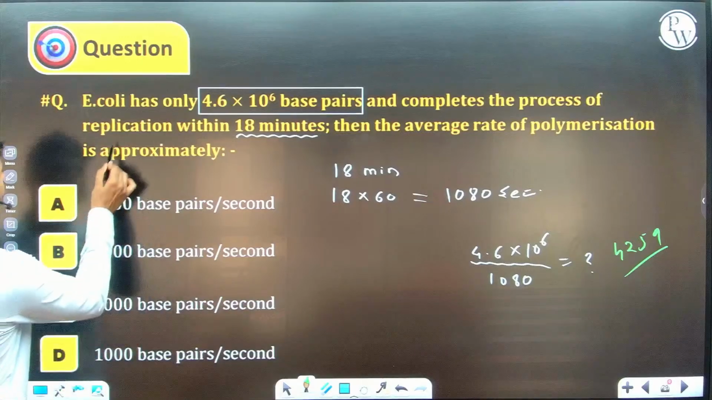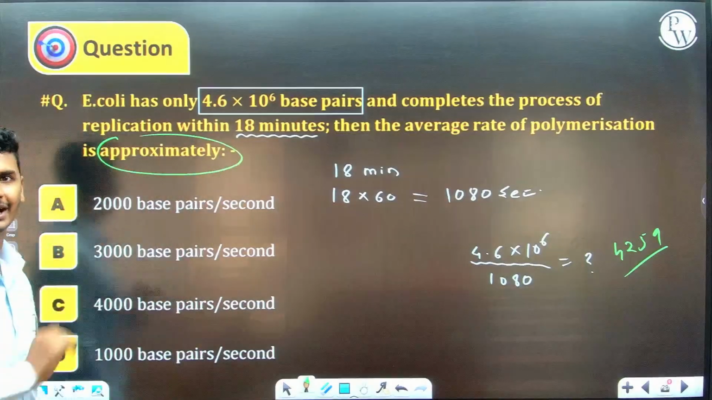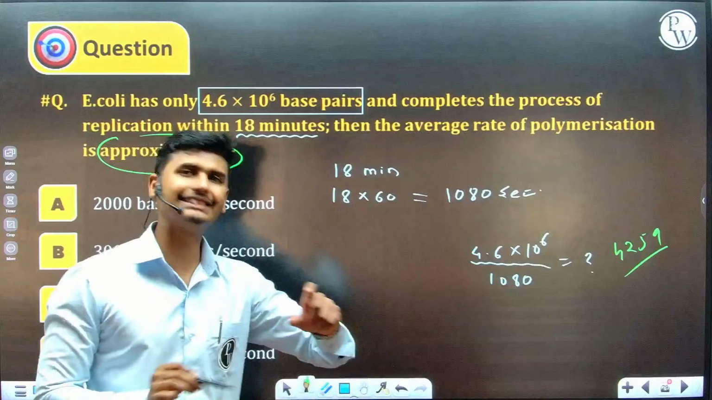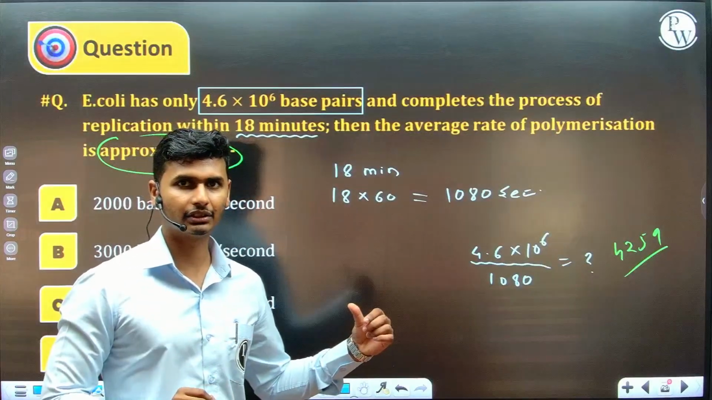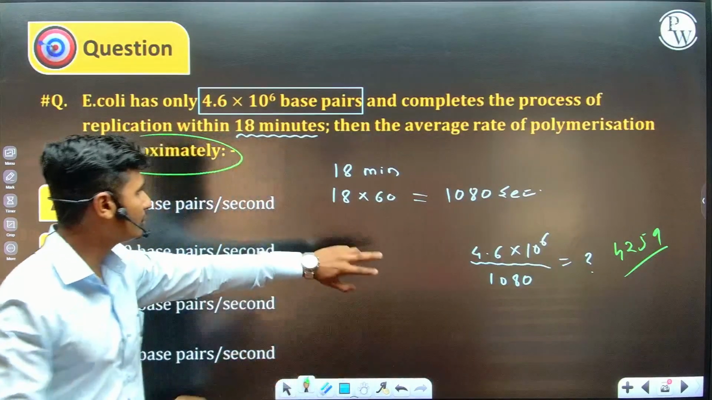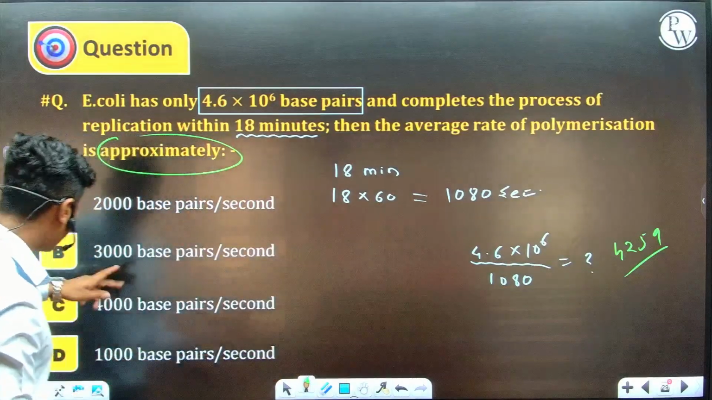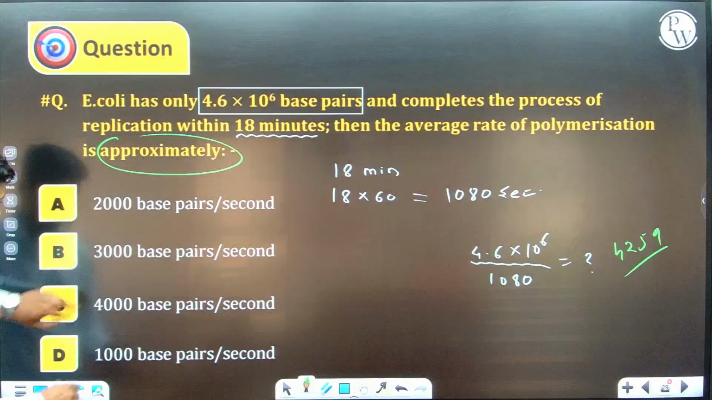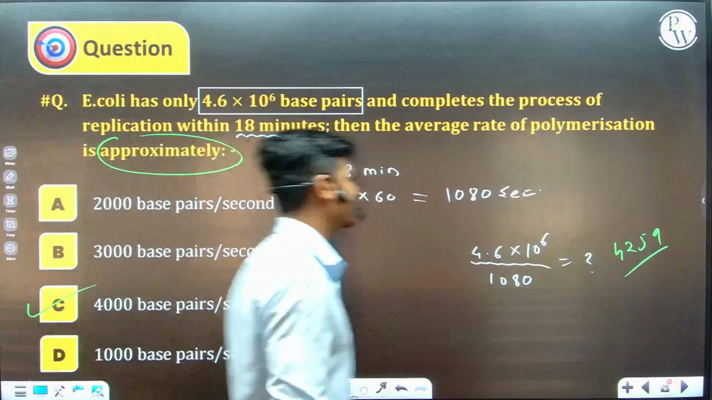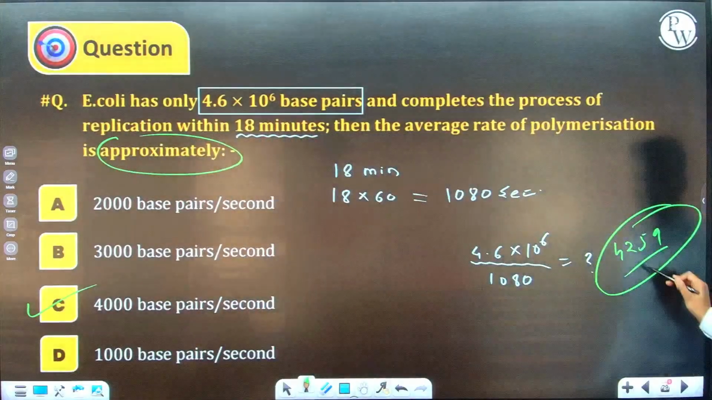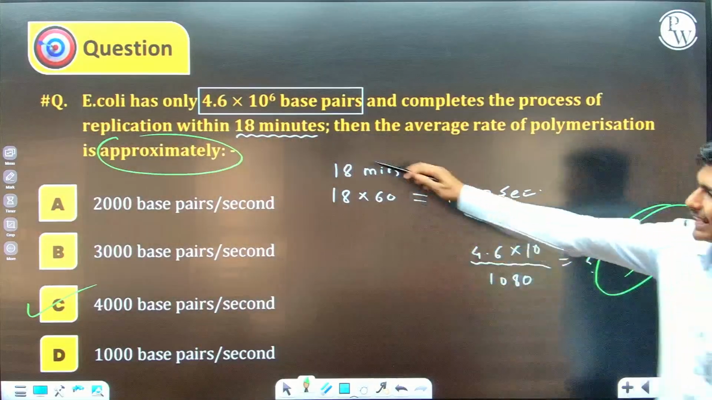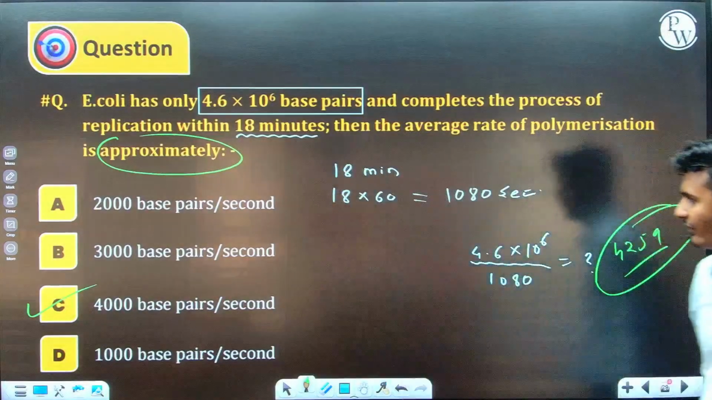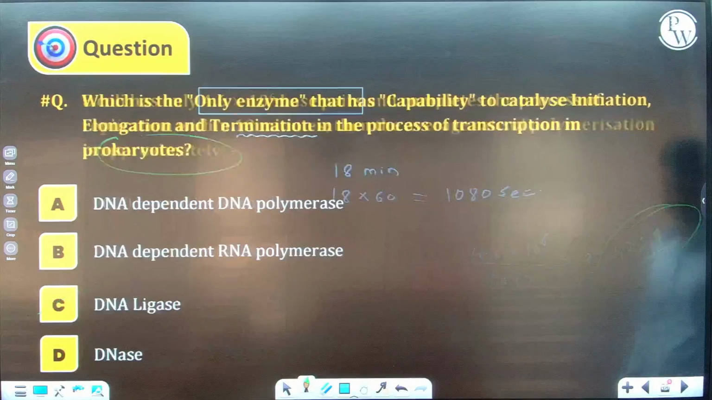But they are asking approximately, no? If they are asking approximately, it means they are not giving an accurate answer. So 4259 is approximately not 2000 or 3000, but 4000. 4000 base pairs per second is the correct answer. The actual answer is 4259, but they are asking approximately, so that's why 4000 base pairs per second is the correct answer.